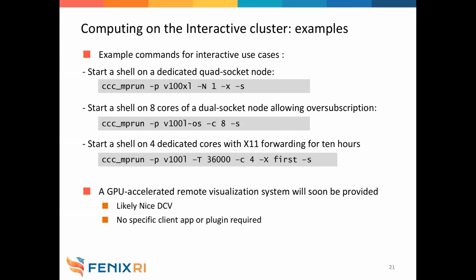The second example is allocating 8 cores, opening a shell on 8 cores with the oversubscription allocation, like I just described. And the third example is allocating 4 cores for 10 hours with X11 forwarding from the first task of the job, which is convenient for visualization.